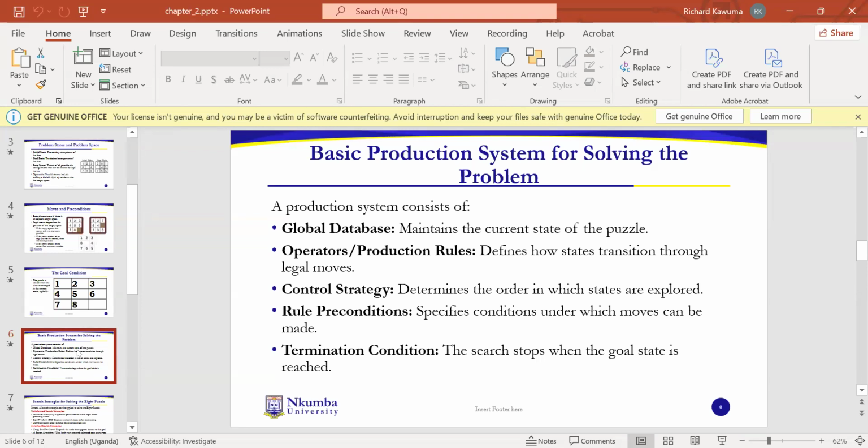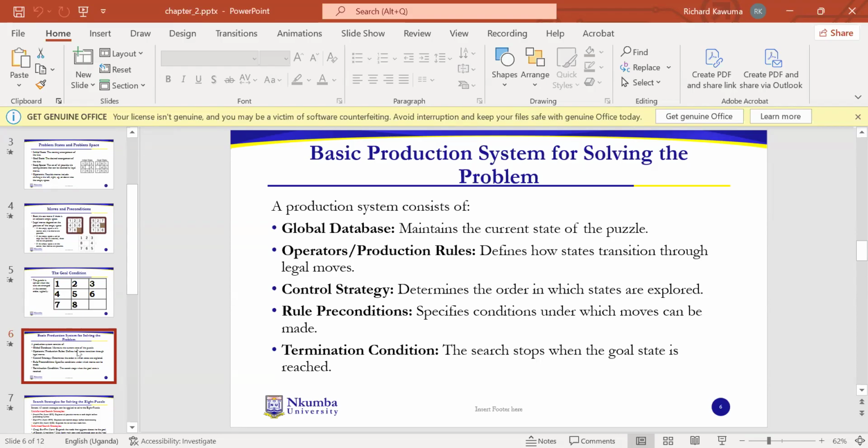So the global database is the current state of the puzzle, the current data seated there, waiting for manipulation. Then we have operators, production rules. Operators.